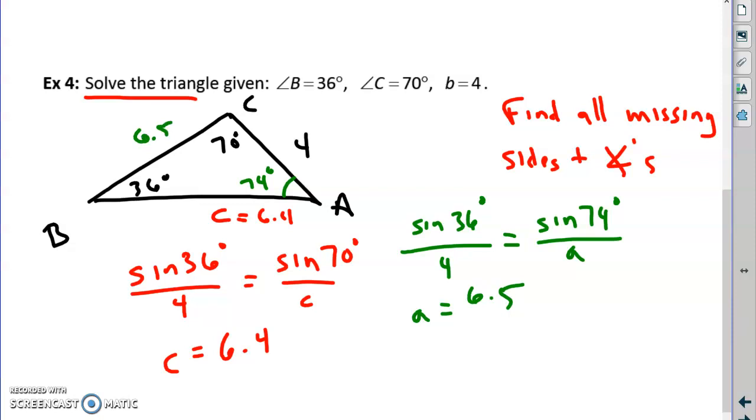74 to 6.5, 70 to 6.4, 36 to 4. These two angles being very close to each other, we would expect 6.5 and 6.4 to be close, and they are.